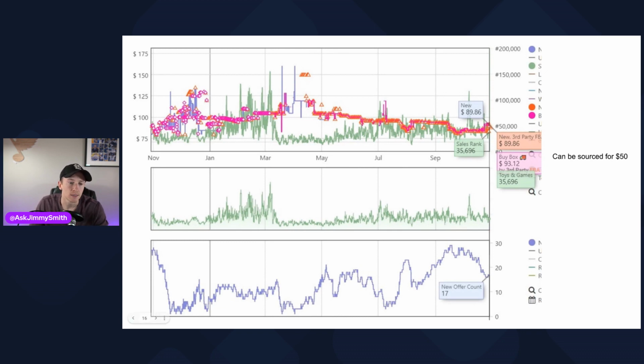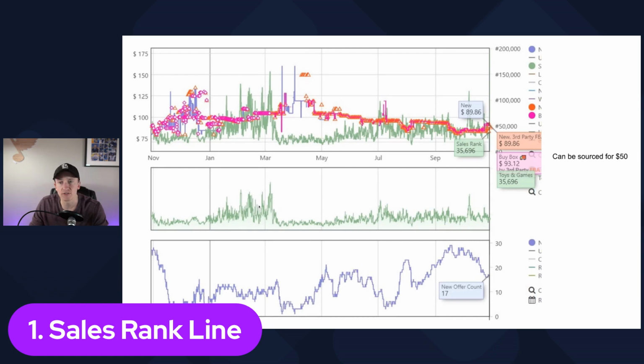So again, the sales rank line is the very first thing. We can see this thing is just crushing it, right? I mean, the sales rank's going up and down, it's almost indiscernible in some cases. So it's selling a ton. That's what we need to know. It's selling a lot.